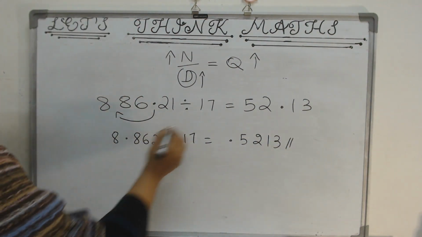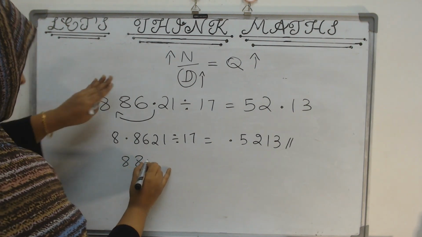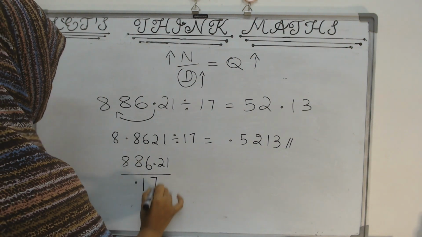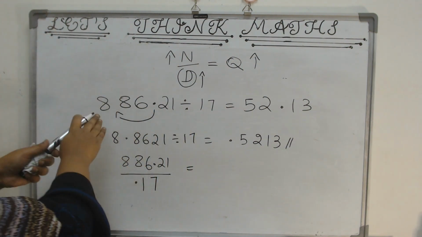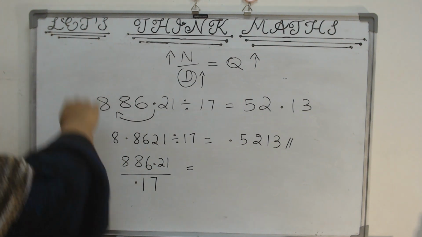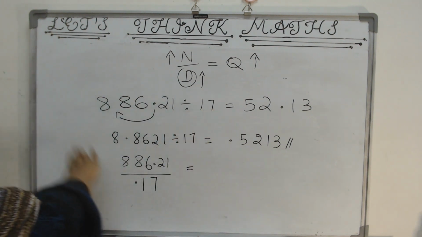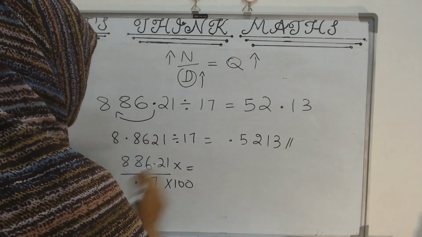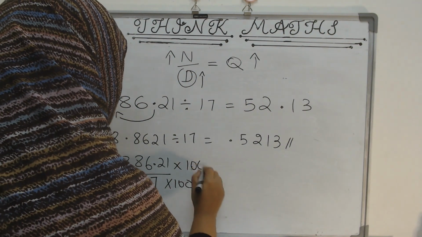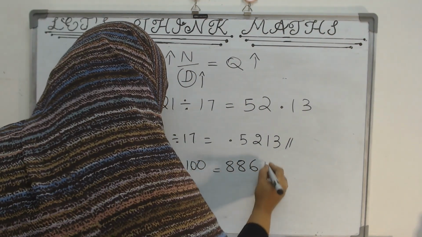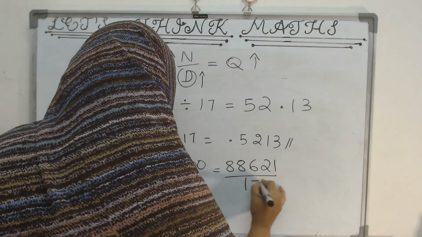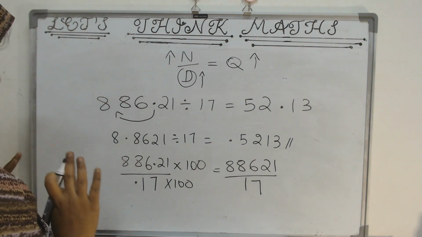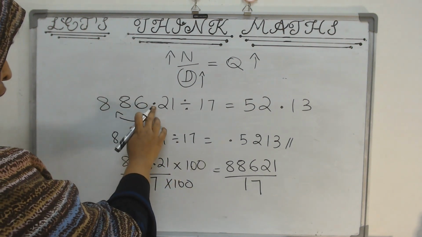Simple. But then, what if the dividend is same, but your divisor becomes smaller by 2 digits? First, your dividend went back by 2 digits. Now your divisor is going back by 2 digits. Then what do we do? Multiply both denominator and numerator with 100. So now what happens here? See, here also 17, here also 17. You have got the same divisor.